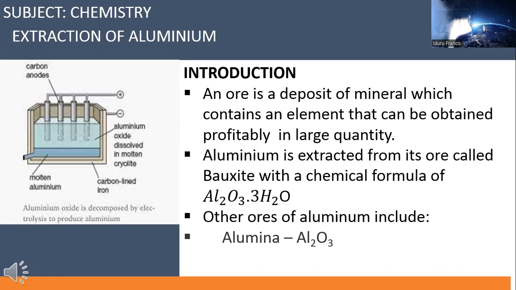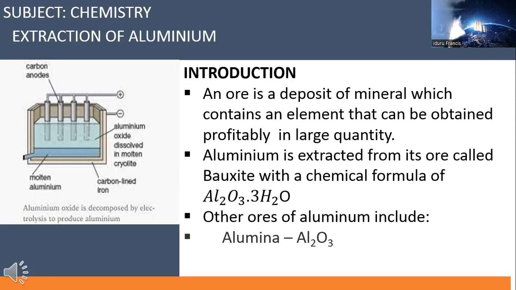The scope of the purification of bauxite is beyond the scope of what we are learning in this class. Nevertheless, what you must know is that alumina is the product obtained when bauxite is purified in the industry.